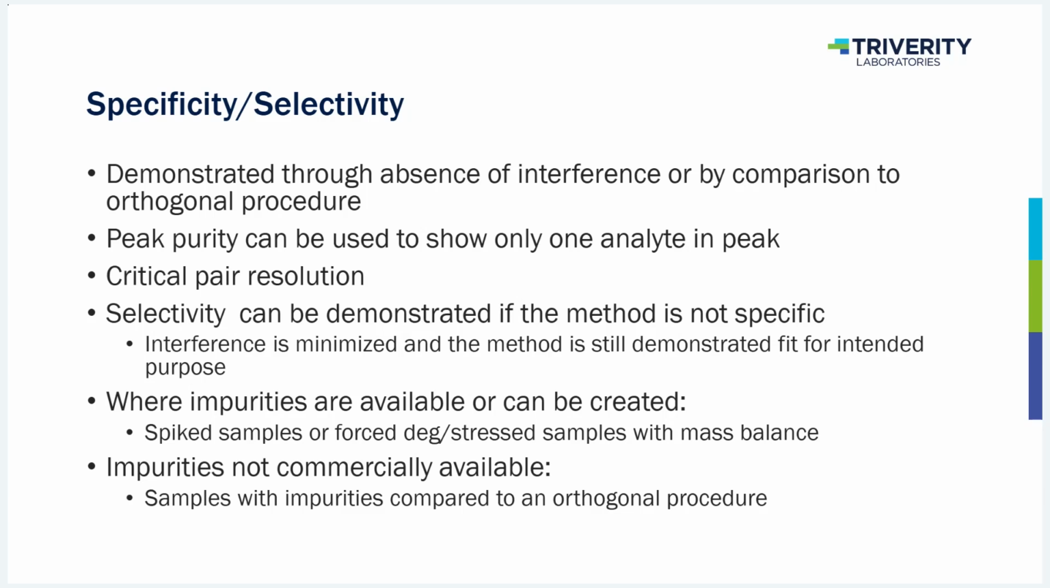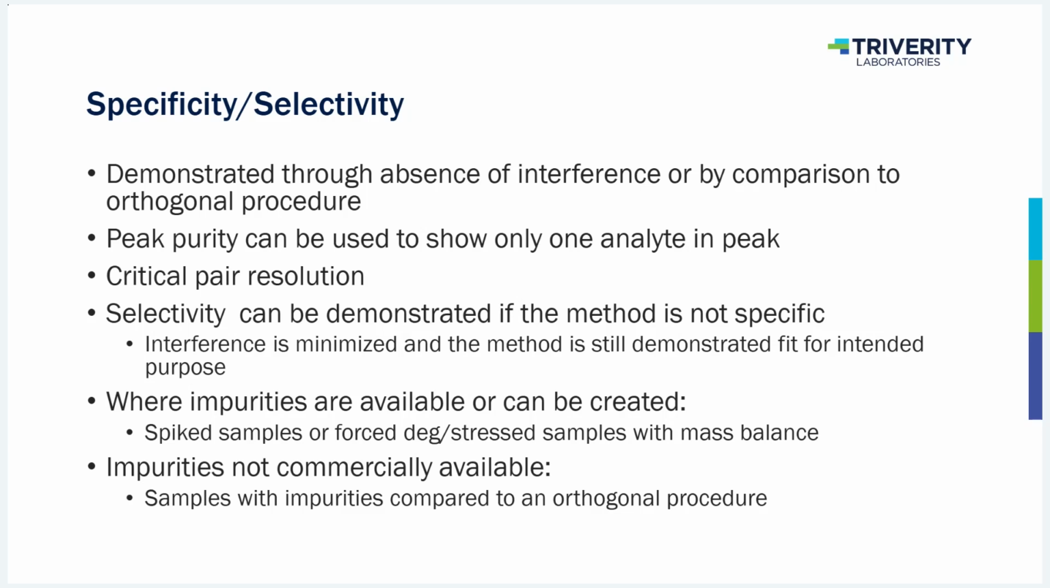So for specificity or selectivity, where the impurities are available, so if they're commercially available or they can be created, you want to look at spiked samples or forced degradation stress samples with mass balance. And mass balance is when we look at the assay and the impurities combined together of a nominal sample and compare that to the assay and the impurities combined together of a forced degradation or stress sample. We want to compare those two and make sure that we're getting close to the same value. If we're not getting close to the same value and the stress sample is low, maybe it's about 5% lower than it was before, that indicates that there might be some impurities that aren't being detected by your method. Whether they can't be detected by UV or they are co-eluting with another peak, that mass balance helps us to determine if that's happening.